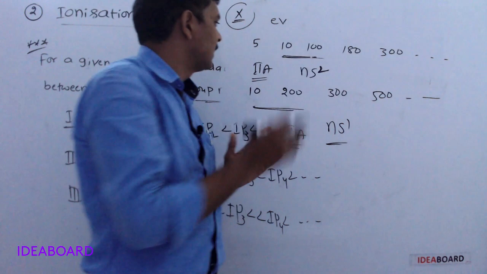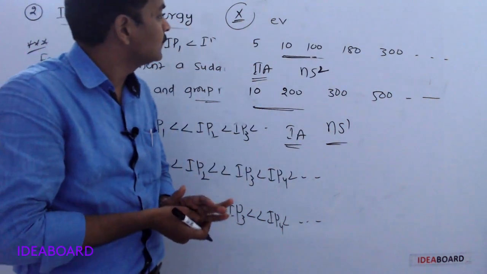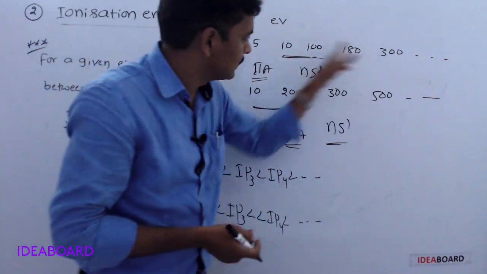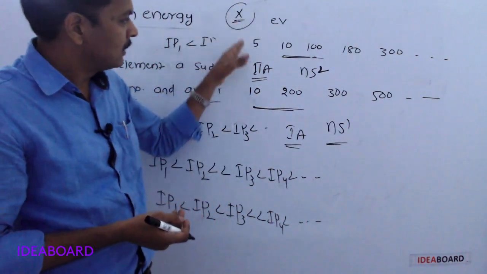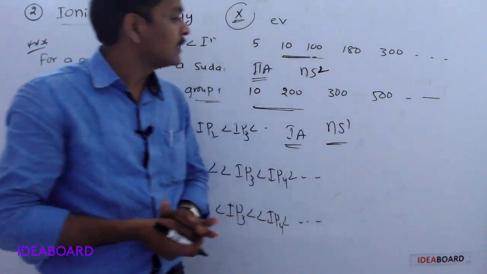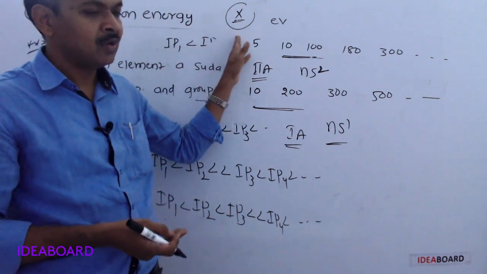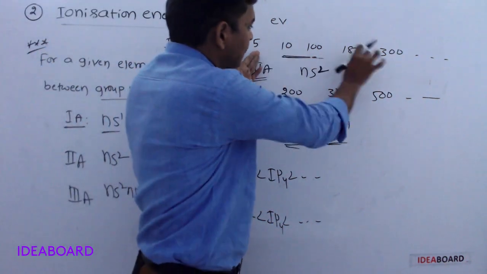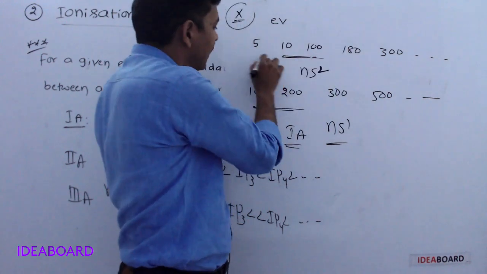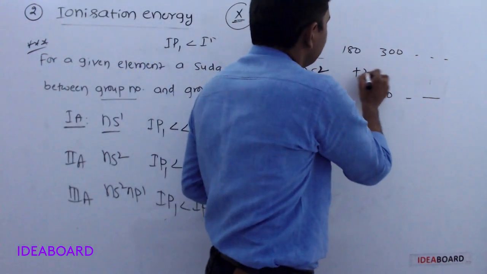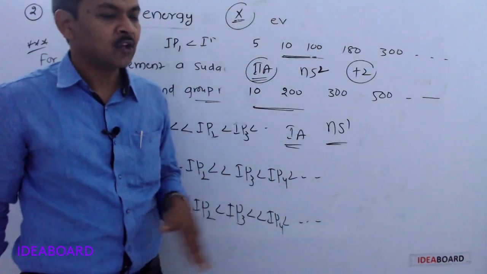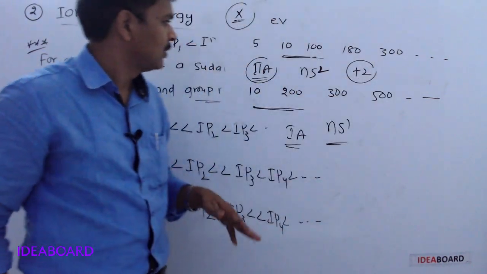You can ask like this also. What is the stable oxidation state of X? For a given element X, these successive IP values are given. By using this information, we can say that it belongs to second A group. Then the stable oxidation number of second A group elements is +2.